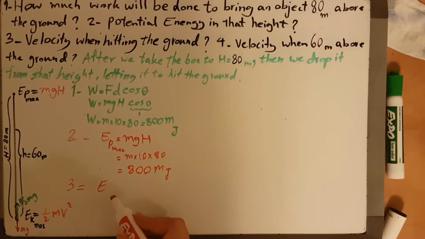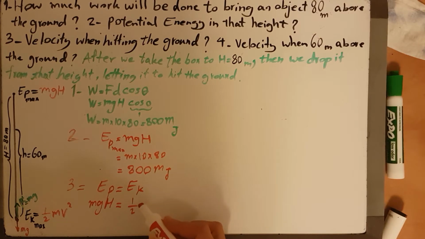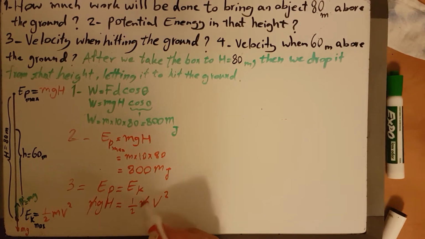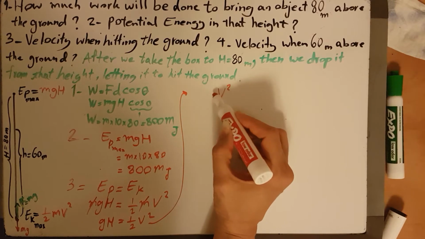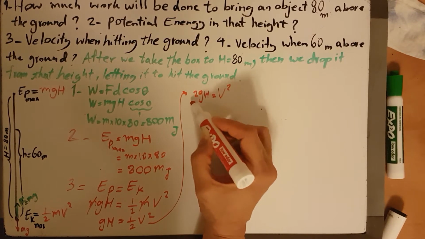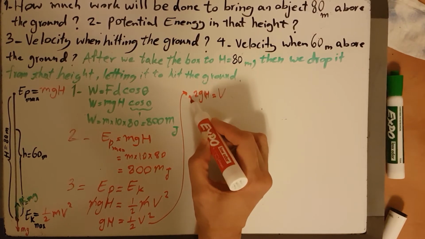In here, I know that the EP equals EK, so the mgh that I had, the maximum, would be equal to this, and this m would cancel from both sides of the equation, so the gh equals half v square. I bring it here. The v square would equal 2gh, and in order to find the v, I would need a radical here.